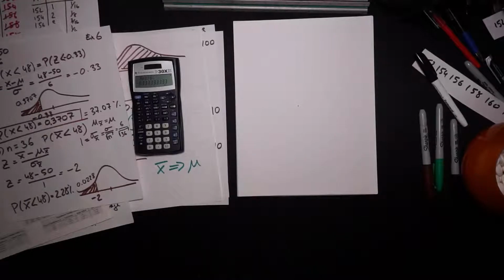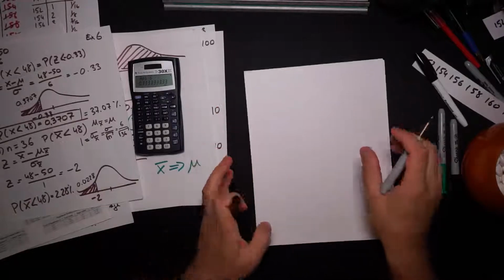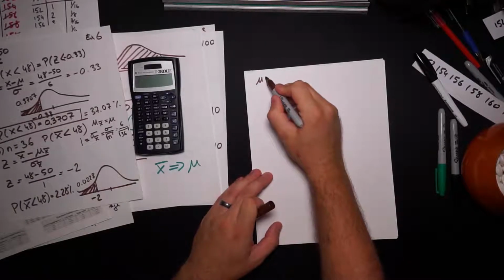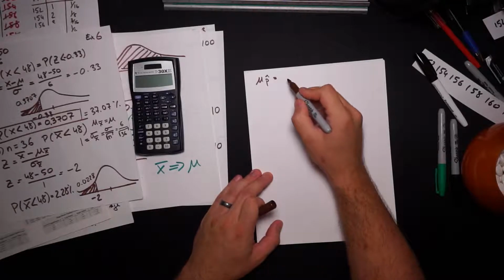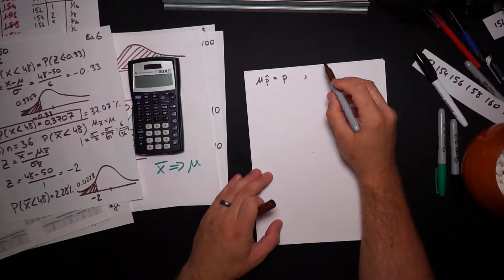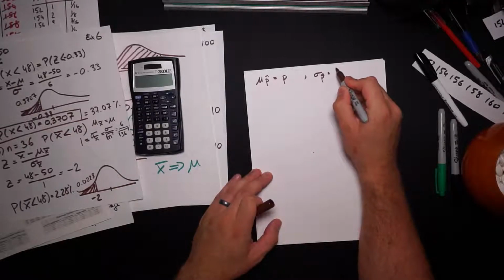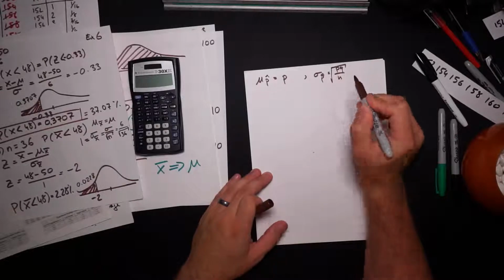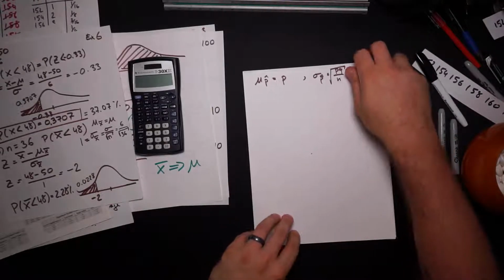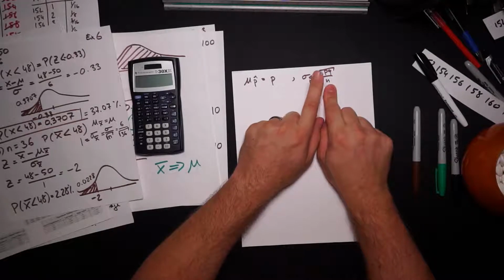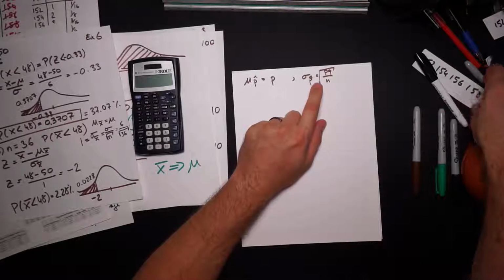Sample proportions. All right, so for sample proportions, we can have the average of sample proportions, and that's just the population proportion, and we can have the standard deviation of sample proportions, and that's the square root of PQ divided by N. Why is it PQ divided by N? Anybody remember?